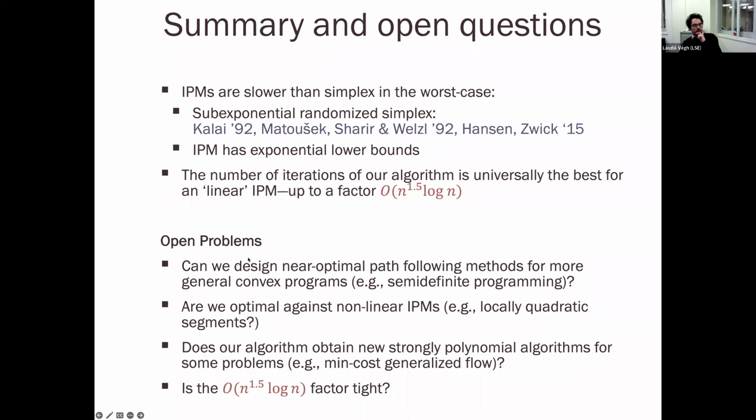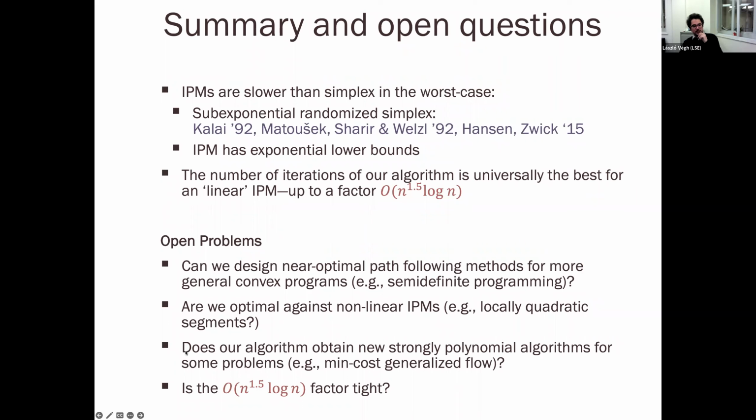And then, some questions: what can we say for more general convex programs, like semi-definite programs? Can we get, in a similar sense, near optimal path following methods? Can we maybe say something if there are some nonlinear segments in the IPM? Can we improve this factor? It certainly shouldn't be tight. It's a very generous analysis.